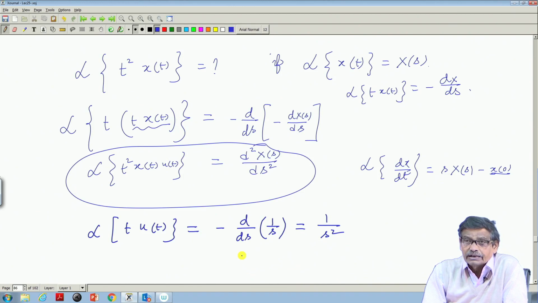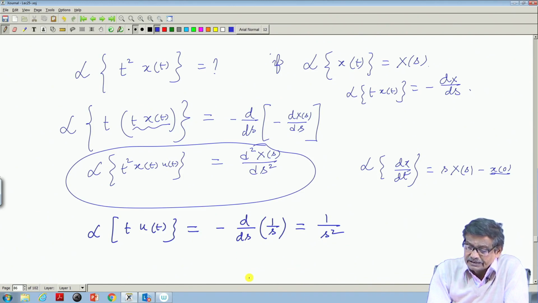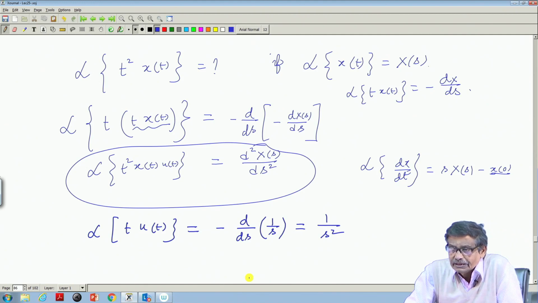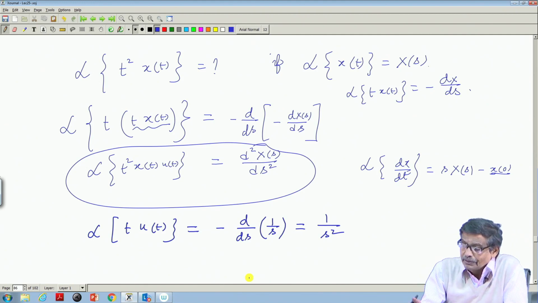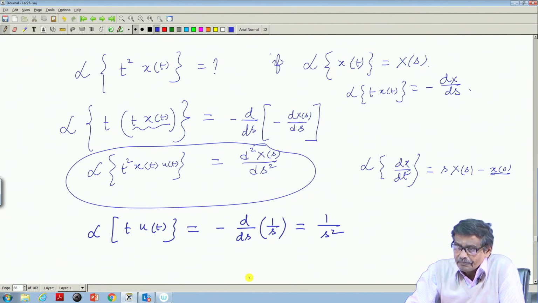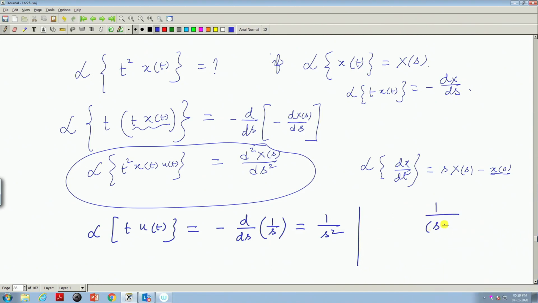So, whenever a square term is there, the time domain function is to be multiplied with t; the Laplace transform of t into u(t) is 1 by s square. So, what will it be if it is (s plus a) whole square? The Laplace inverse will be t, but multiplied by e to the power minus a t into u(t). Got this? These results we will be using now.